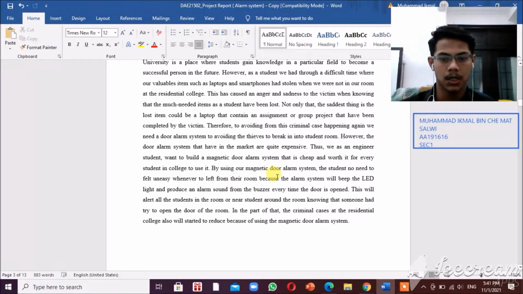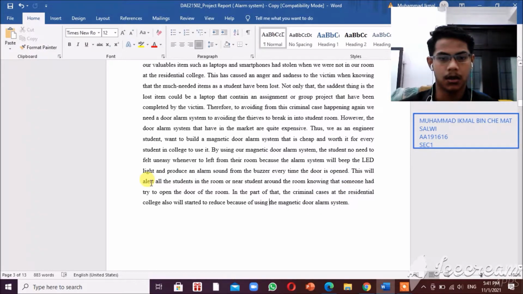By using our magnetic door alarm system, students need not feel uneasy whenever they leave their room, because the alarm system will blink the LED and produce an alarm sound from the buzzer every time the door is opened. This will alert all the students in the room or near the room that someone has tried to open the door of the room.